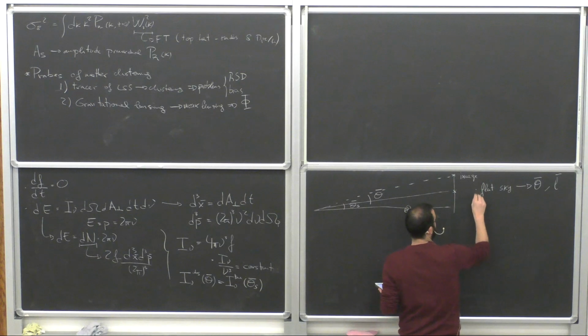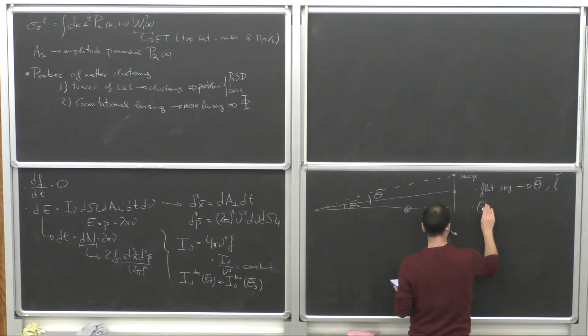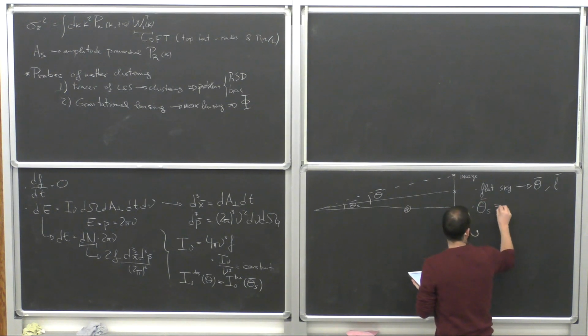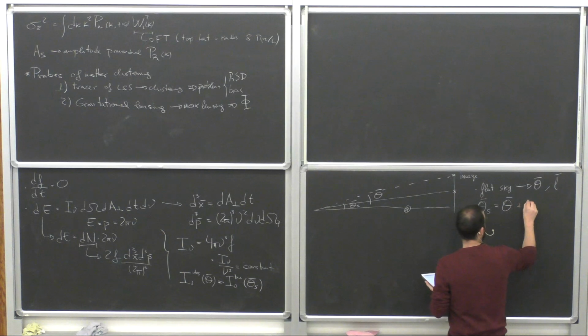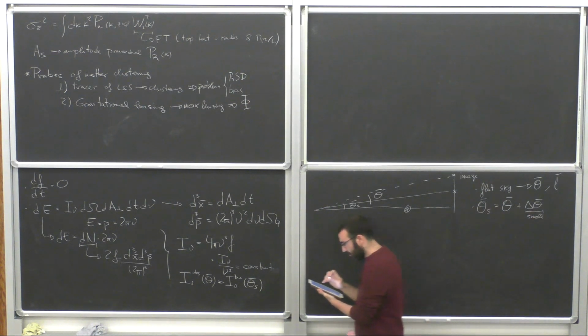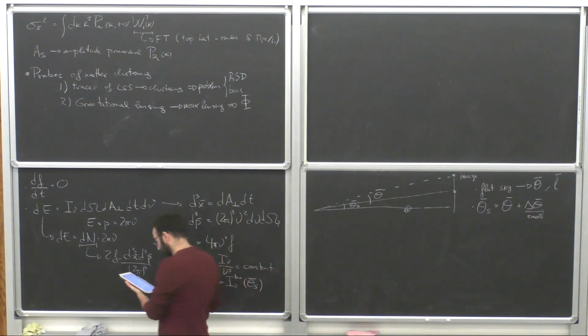And since in weak lensing regimes, if we say that theta s is theta plus some deflection angle, this is going to be very, very small, and we can work at linear order.